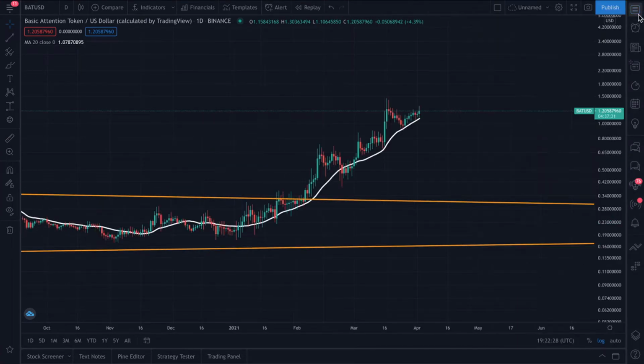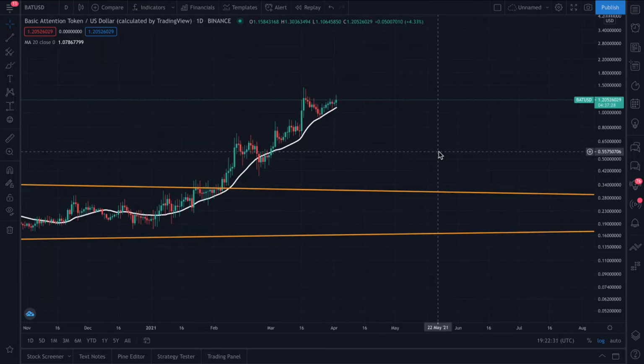Today, we're going to be looking at basic attention token and its valuations against the US dollar as well as Bitcoin.